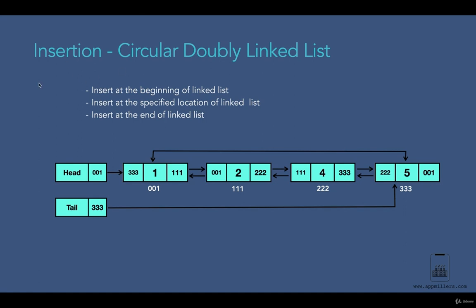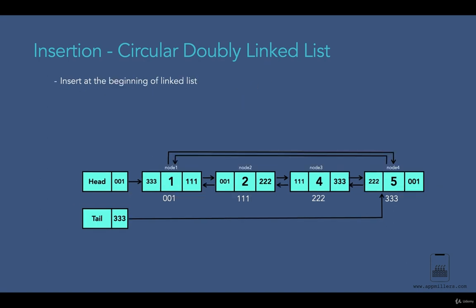We can insert a node at the beginning of the CircularDoublyLinkedList, or we can insert a node at a specified location in this CircularDoublyLinkedList, or we can insert a node at the end of this CircularDoublyLinkedList. It's basically similar to the doubly linked list, but here we have to perform an extra step. So let's get started with the insertion of a first node in the doubly linked list.